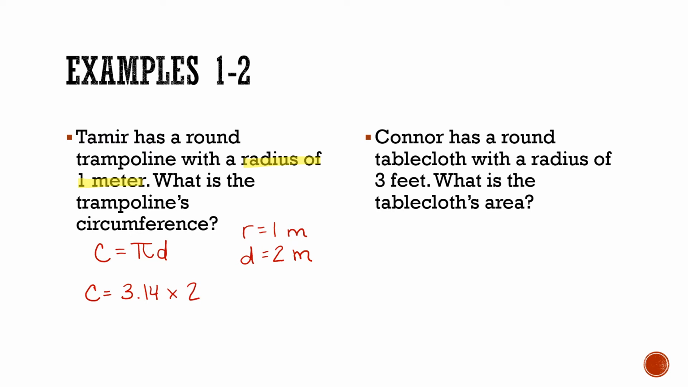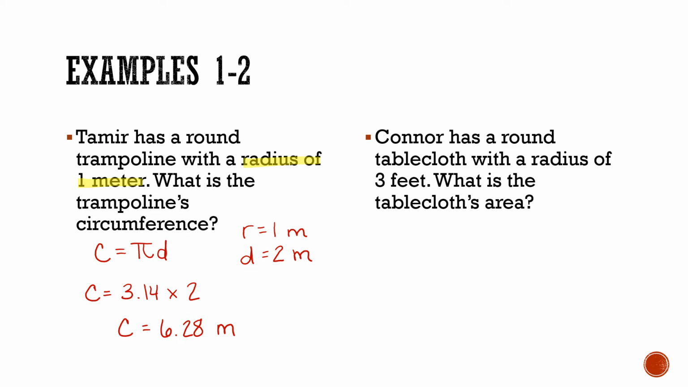Okay, you can use calculators on this just like we did in our previous lesson. So you're going to enter 3.14 multiplied by 2, which will give you 6.28, and this is meters. So that means the distance around the outside of that trampoline is 6.28 meters.